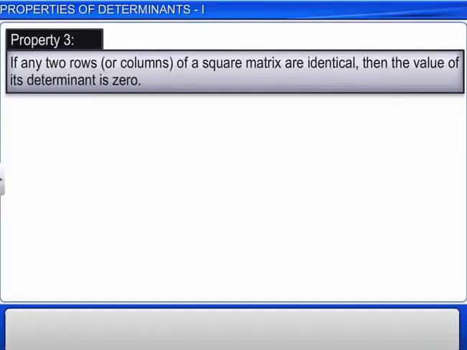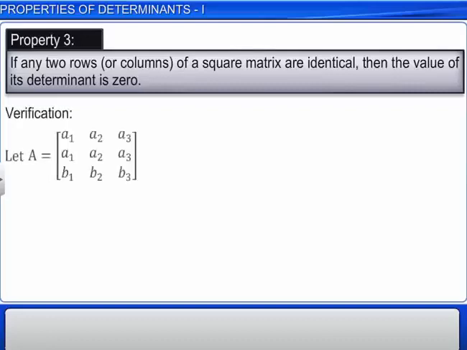Moving on to the next property. It says that if any two rows or columns of a square matrix are identical, then the value of its determinant is 0. Let us consider a matrix A, in which the elements of the first row and the second row are identical.